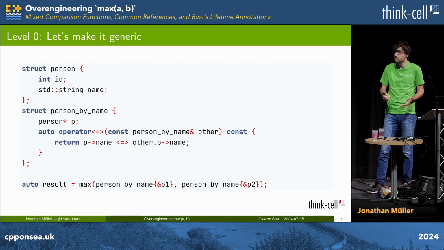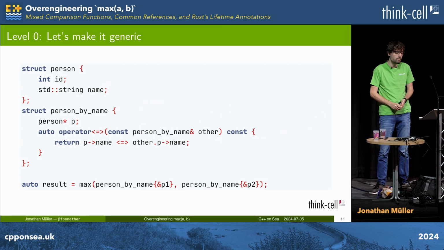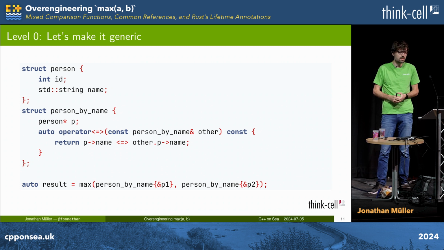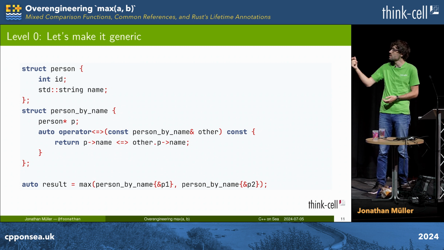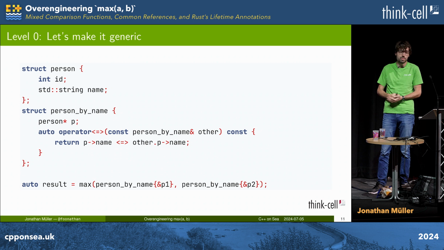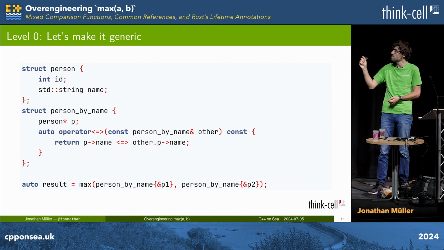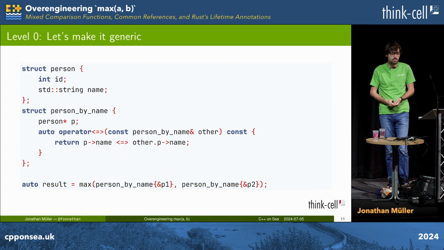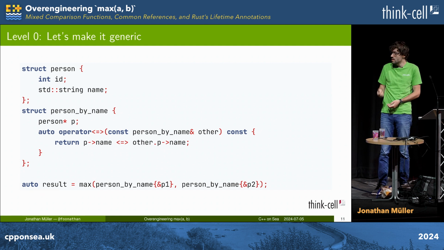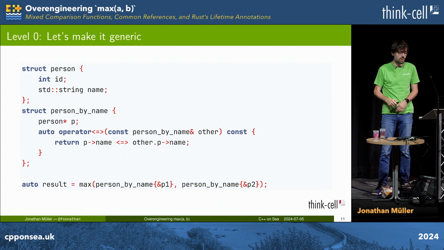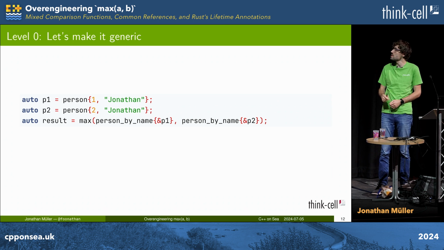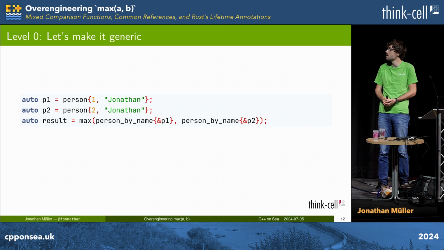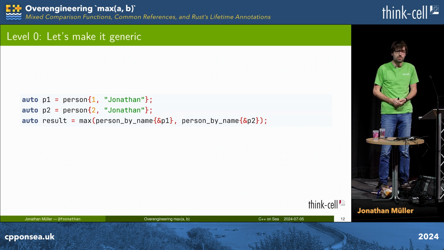So for example, let's say we have a person. A person has an ID and a person has a name. And now we want to compute the maximum of two people by name. Since our max function doesn't take a comparison function, we create this wrapper type that does the correct comparison semantics. It just has a pointer to the person and compares them by name. And now we can compute the maximum of people by comparing them by name. The problem with that is if we consider a call like this. P1 is a person with one ID called Jonathan, and P2 is also a person with an ID also called Jonathan. And this call violates our semantic requirements.